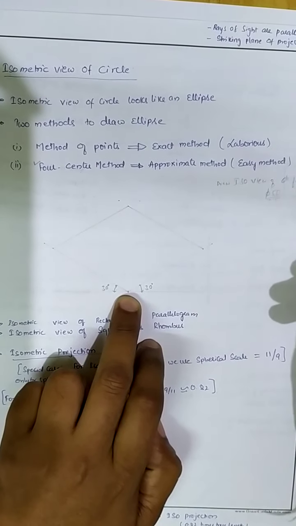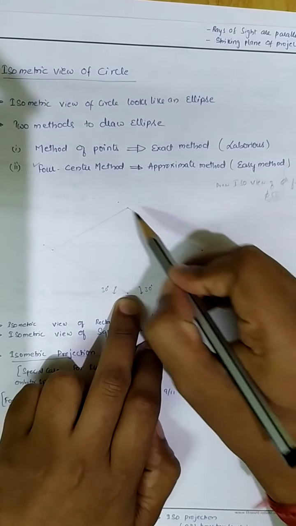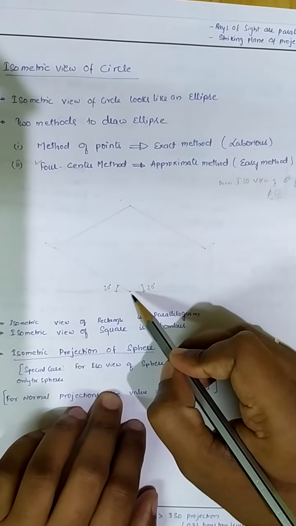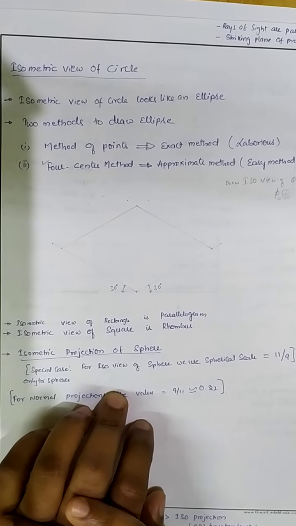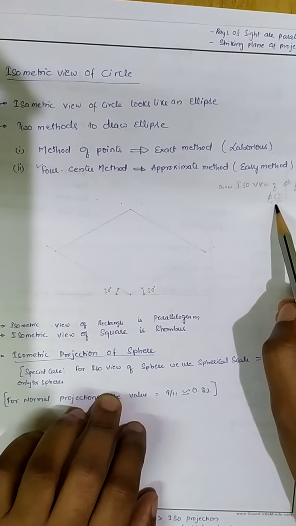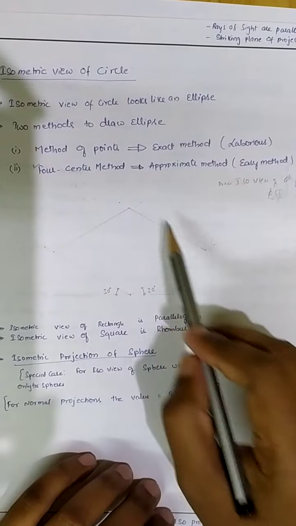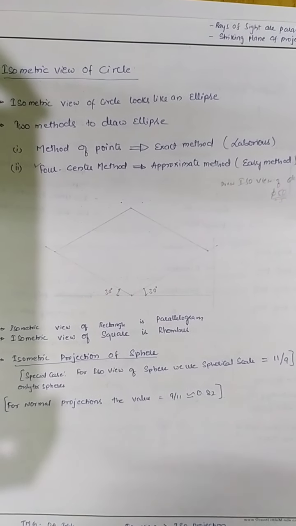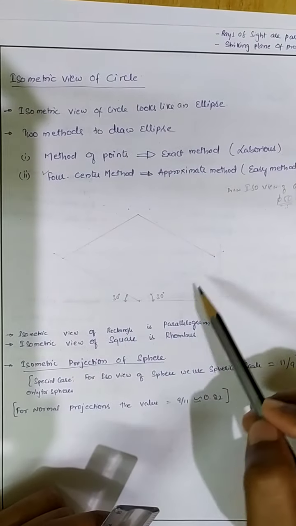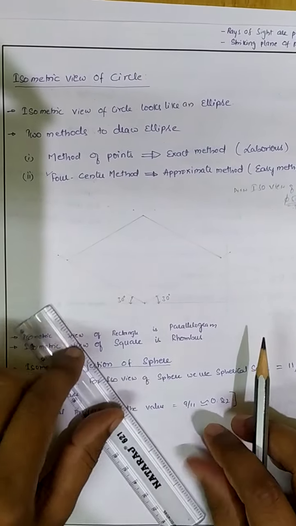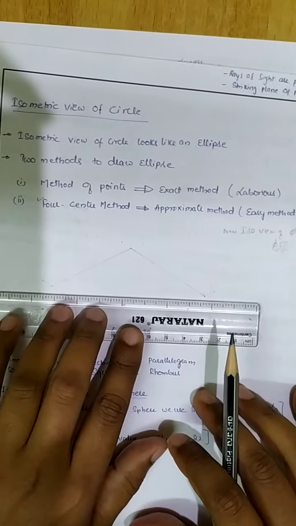Whatever diameter they give, we consider that much size. This side is 50, this side is 50, this side is 50, and this side is also 50. All 4 sides we have to consider as the size of the diameter, whatever the size of the circle that they have given. Once after drawing this 50 square, the isometric view of the square looks like a rhombus in the isometric view.